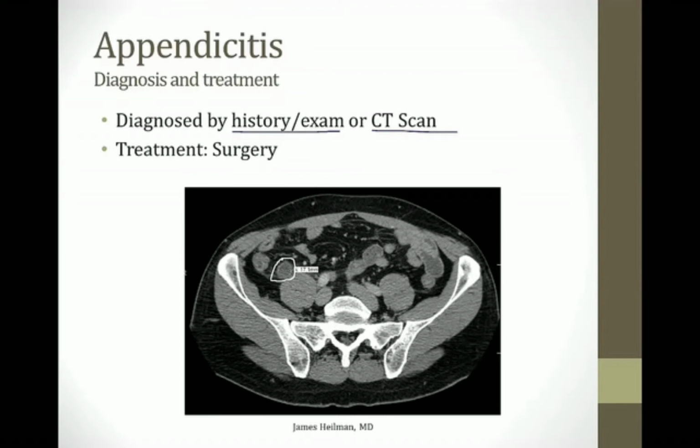It's difficult to tell the appendix from other structures in the abdomen. You're unlikely to be asked to do this as a medical student. However, I just want you to know that you can see the inflamed appendix on CAT scan in many cases, and the definitive treatment is to go to the operating room for surgical removal of the appendix.